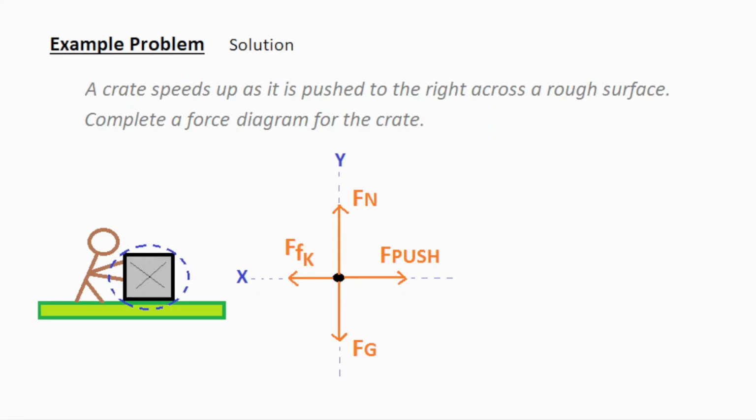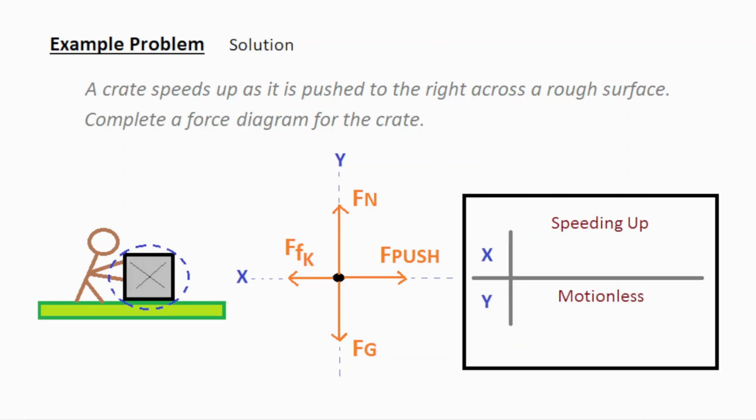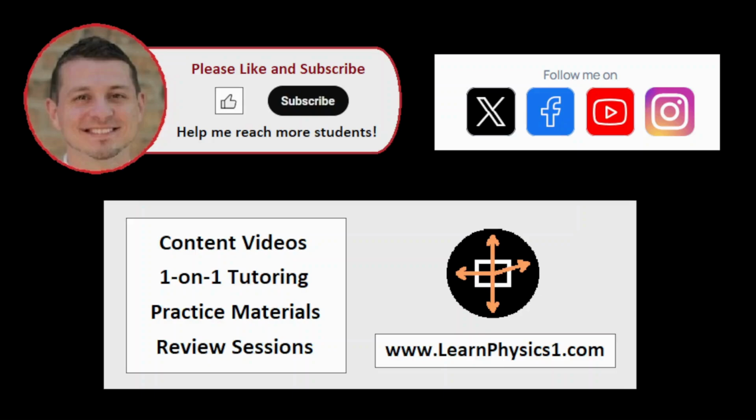From there, my force equations, I am considering what motion types the object has. In the vertical plane, the object is motionless, and in the horizontal plane, the object is accelerating and speeding up to the right. So vertically, I would state balanced forces, Fn is equal to Fg. Horizontally, the pushing force is larger than kinetic friction. I'm showing that in the diagram, and I'm writing a net force equation with the larger pushing force subtracting the smaller kinetic friction force.